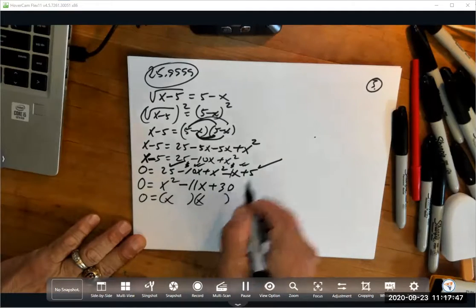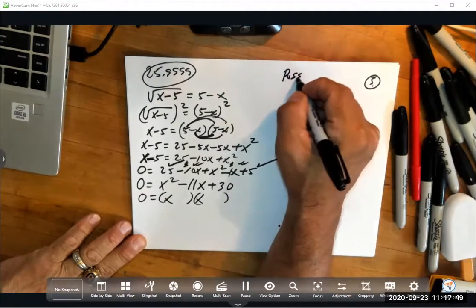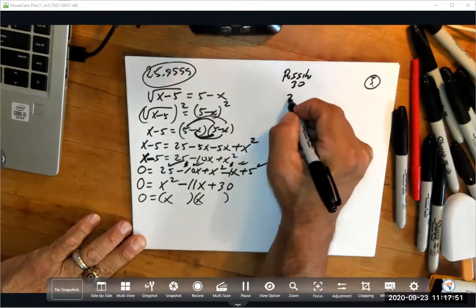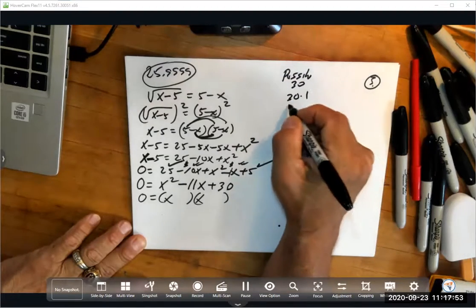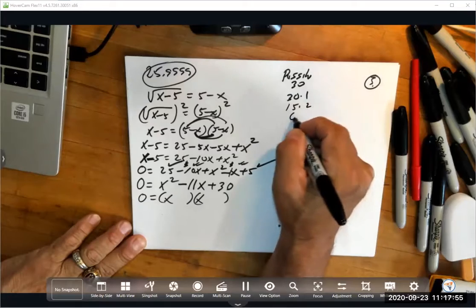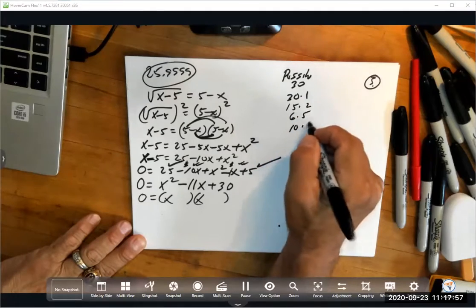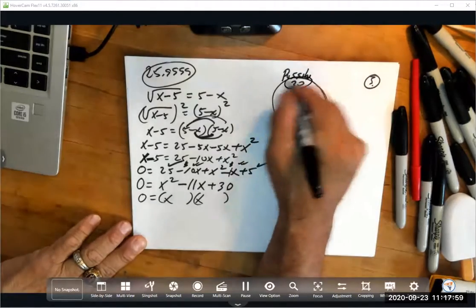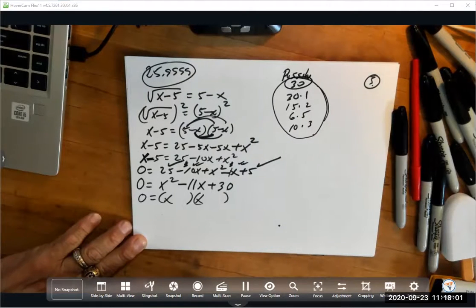Okay, 30. All right. So possible numbers for 30 are 30 times 1. Yeah, maybe. 15 times 2. 6 times 5. How about 10 times 3? All these numbers, are they all 30? 30 times 1, 15 and 2, 6 and 5, 10 and 3. But which of those adds to be 11?